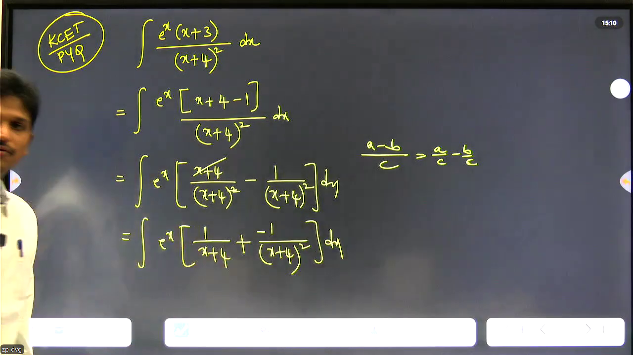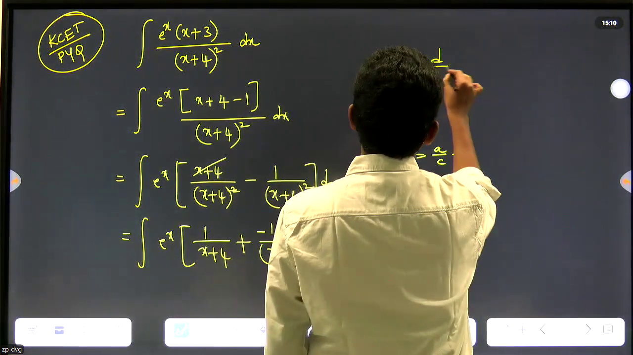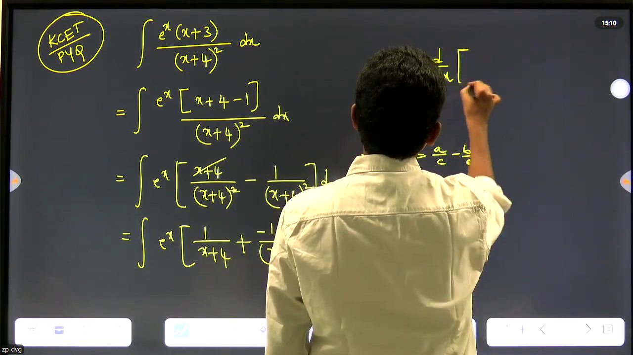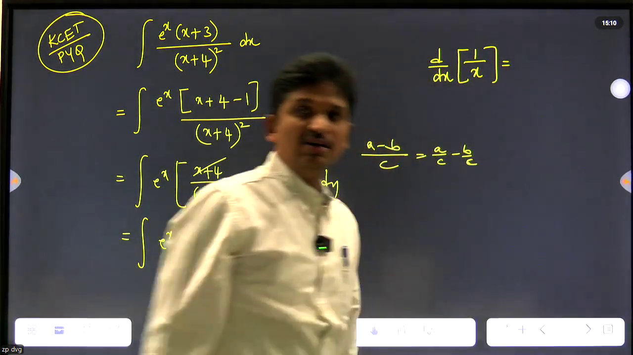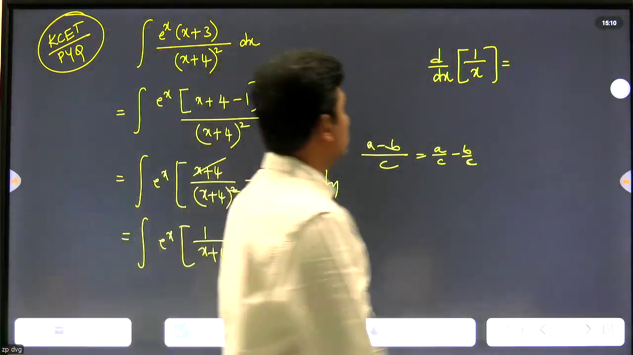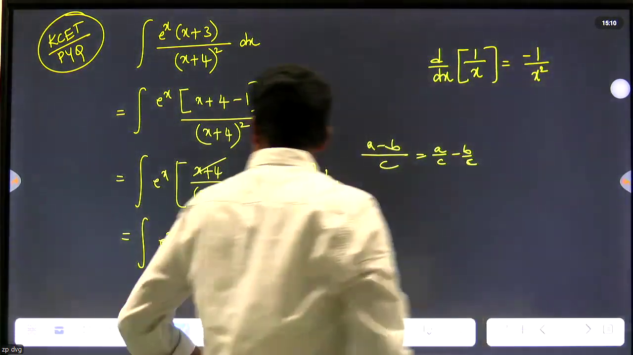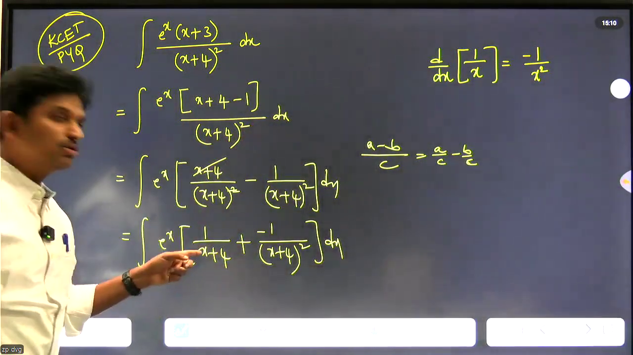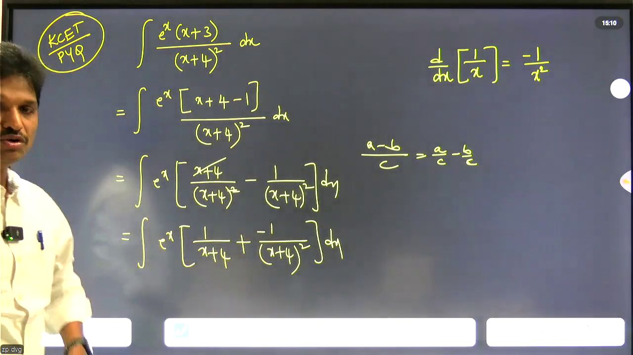What is the derivative of 1 by x plus 4? You know this formula, derivative of 1 by x. See, that's why in the first class of integration itself I said, if you want to be good in the integration chapter, you must be good in differentiation, right? Derivative of 1 by x is what? Derivative of 1 by x is minus 1 by x square. So chain rule differentiation, you apply that formula to this. Derivative of 1 divided by x plus 4 is what? Minus 1 divided by x plus 4 whole square.